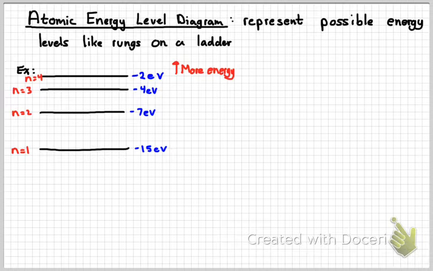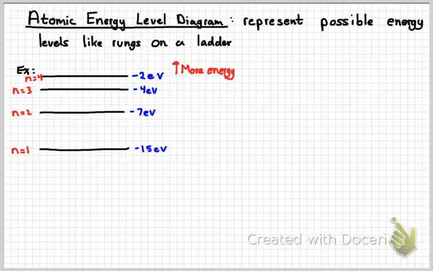So at the very bottom, in this particular example, an electron would have negative 15 electron volts of energy. The second level would have negative 7 electron volts. The third level will have negative 4 electron volts, and the top level will have negative 2 electron volts. The electron would have zero energy when it's completely removed from the atom itself.